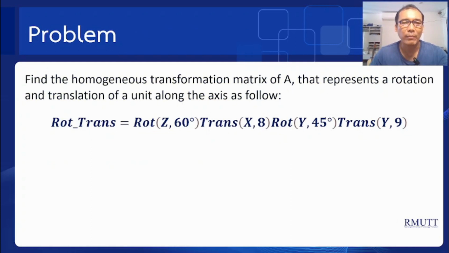For example, we have a problem in rotation and translation of the end effector position of our robotic arm. The robotic end effector will be rotated about the z-axis by 60 degrees and translated along the x-axis by 8, and then rotated about the y-axis by 45 degrees, and last it will be translated along the y-axis by 9.